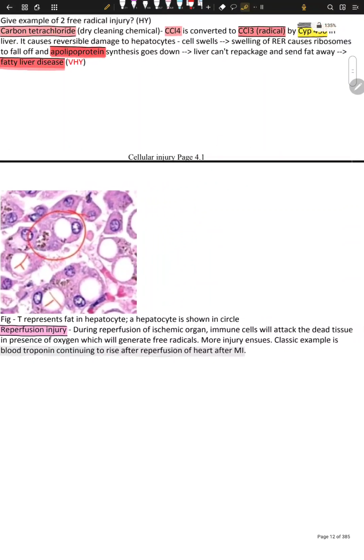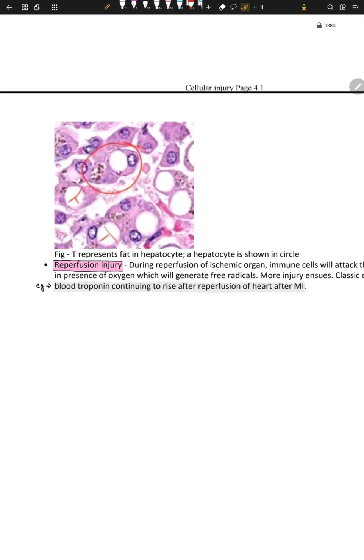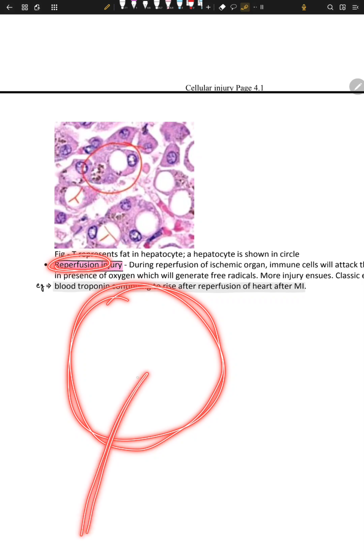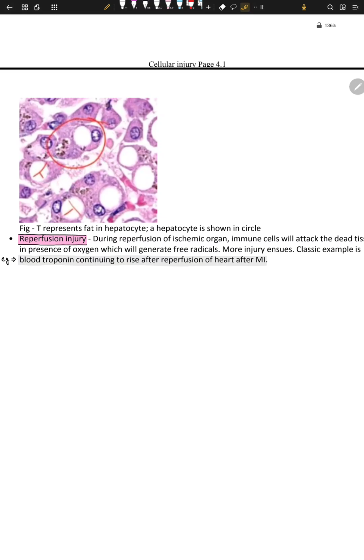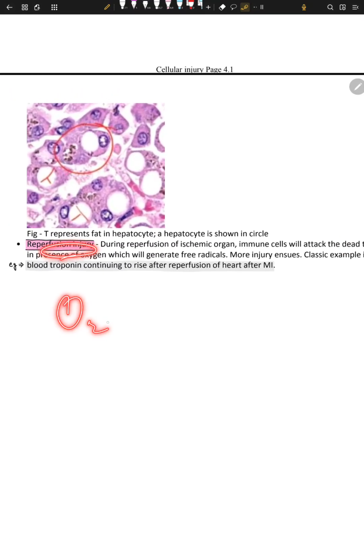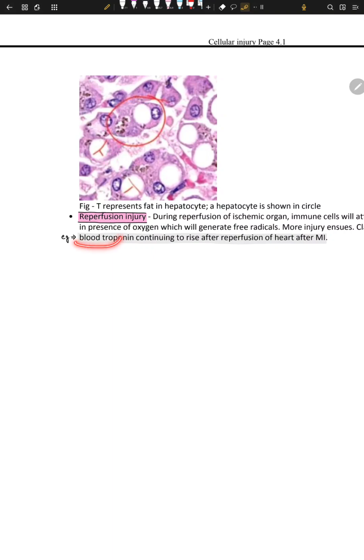Another thing is reperfusion injury. Cool stuff. What is reperfusion injury? For example, this is a dead necrotic tissue. I reperfuse this cell with blood, and the blood comes in. During reperfusion of an ischemic organ, the necrotic or dead organ, the immune cells will attack the dead tissue, of course, because they are dead. In the presence of oxygen, O2, which will generate free radicals, right? So more injury happens. A classic example is blood troponin level keeps rising after reperfusion of MI.